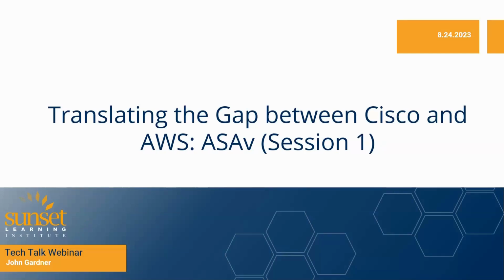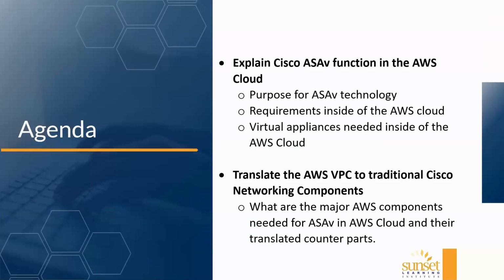So the first thing that I want to do here is let's talk about our agenda. There's two major points that we're going to talk about here. First, I need to explain the function of what an adaptive security appliance is. I do want to talk about what we use it for inside a physical environment, a virtualized environment, and a cloud environment. So that's the first thing here, talking about the purpose of the ASAv technology.